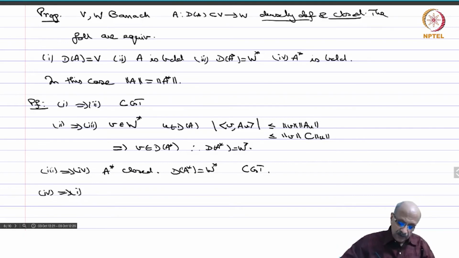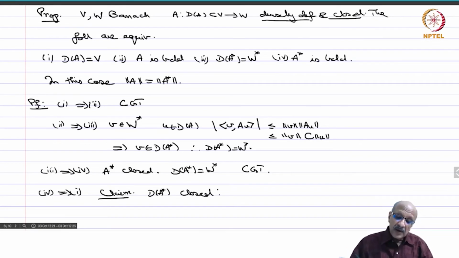Okay, so first claim: D(A star) is closed. If A star is bounded, then D(A star) is closed. So let Vn be a sequence such that Vn converges to V in W star, and Vn is in D(A star).